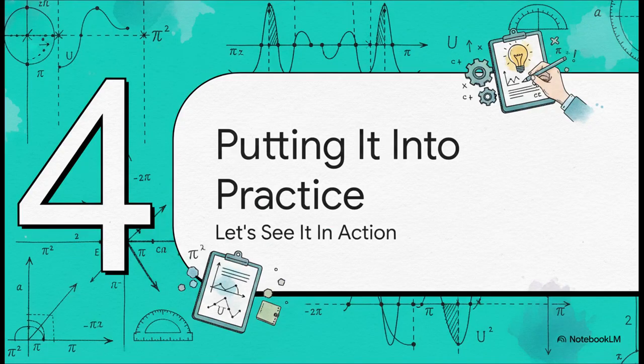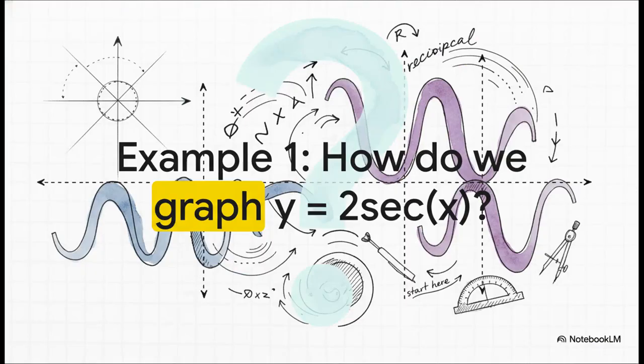Okay, so the theory sounds good, right? But let's see it in action with some actual problems. It's time to put this thing to the test. So, for our first example, how do we graph y equals 2 secant of x?